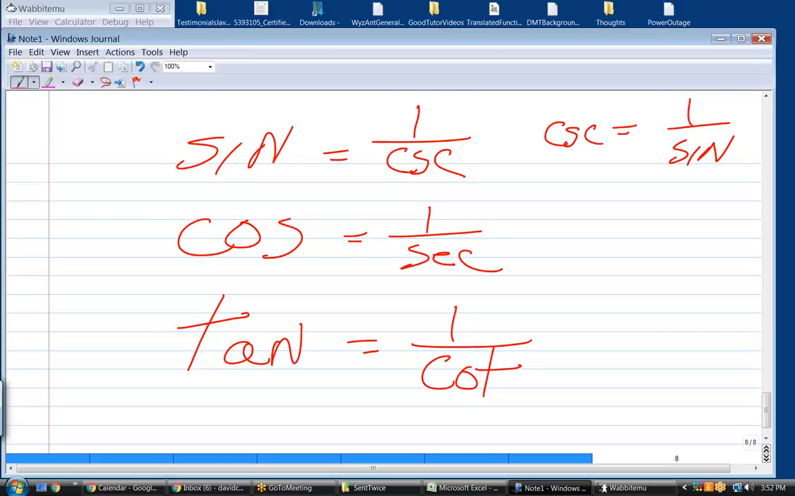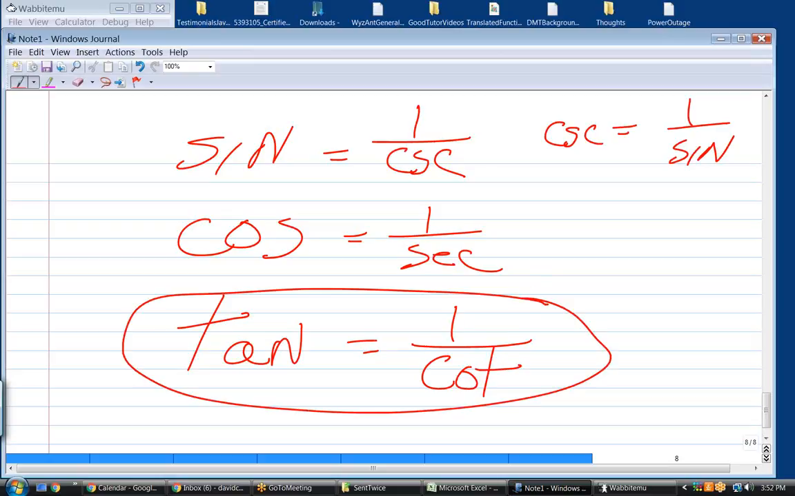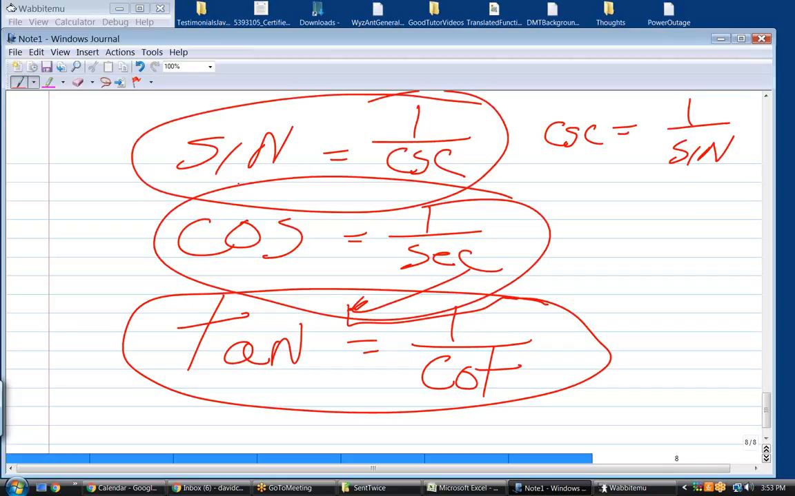But you really only need to memorize 1. That one right there. Because once you get this one, you can figure out this one, and you can figure out that one. And then you can figure out the other 3.